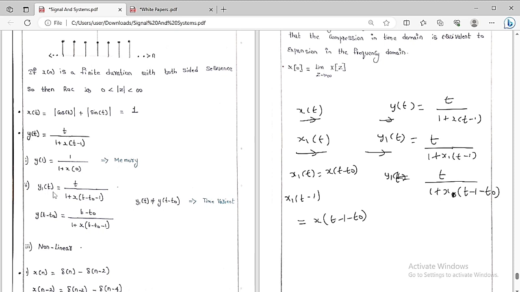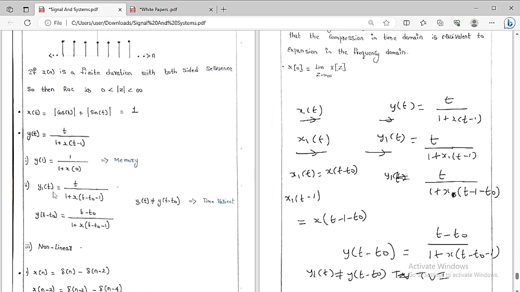But if the input is delayed by t naught, then the output should be the previous output delayed by t naught. So the output should be y(t minus t naught), which is t minus t naught by 1 plus x(t minus t naught minus 1). If you see, the denominators are the same, but the numerator is different. So definitely this is a time varying system, because y1(t) is not equal to y(t minus t naught). So the given system is a time varying system.